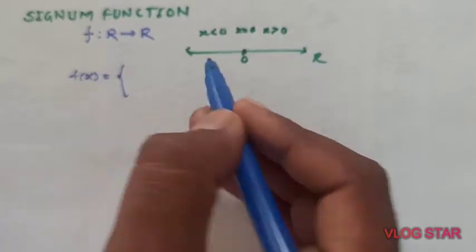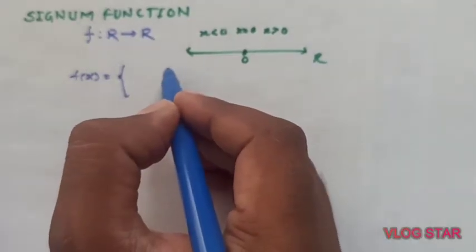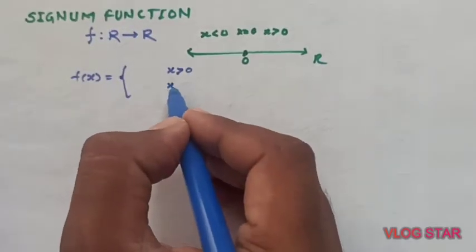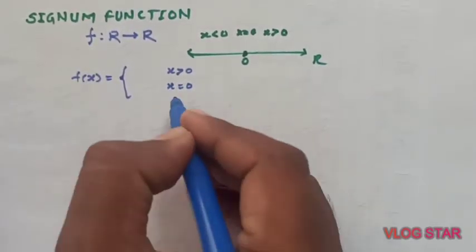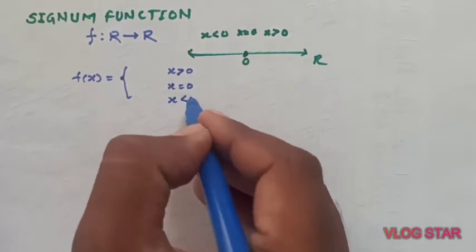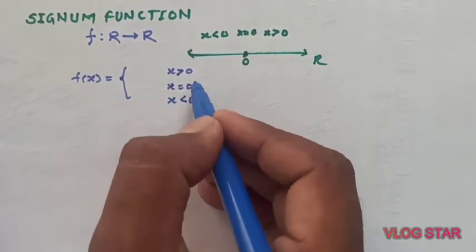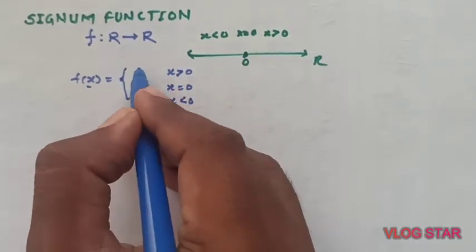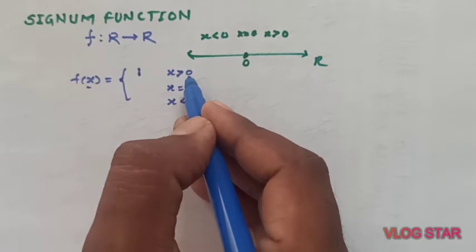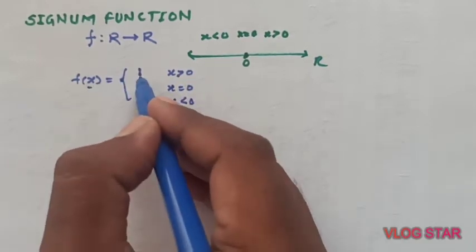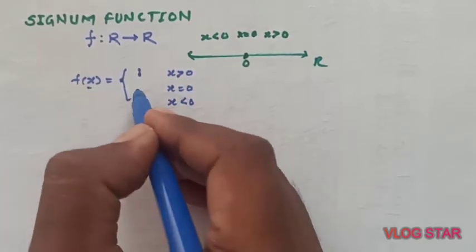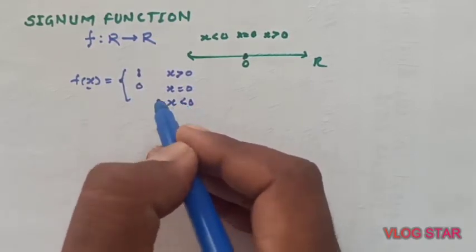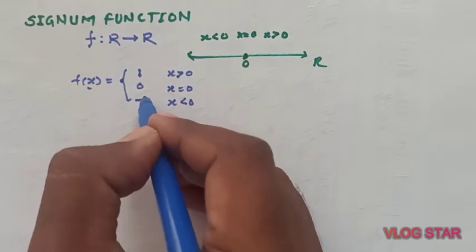So we will divide this domain into 3 parts. What is the image if x is positive? What is the image if x is exactly 0? And what is the image if x is negative? So, splitting the domain into 3 parts: the image of x is 1 whenever x is positive, always 1. Whenever x is 0, the image is 0. And whenever x is negative, the image of all negative numbers is minus 1.